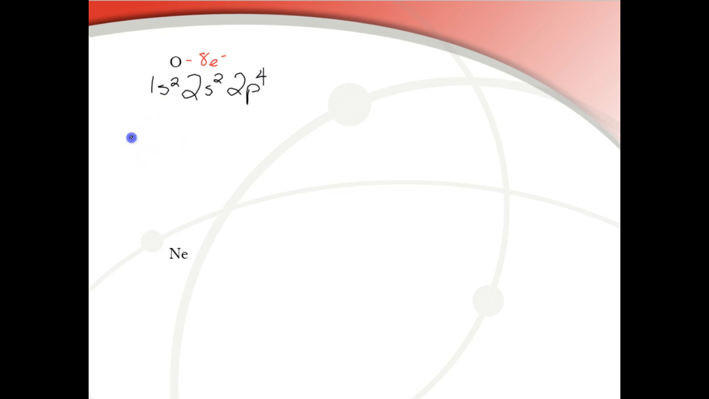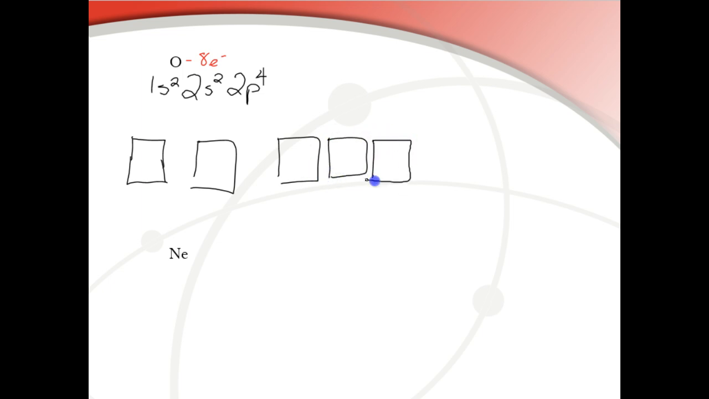Let's take a look at the orbital diagram for oxygen. So this is the 1s, and we have 2 electrons in there, so we denote that with spins. The 2s, 2 electrons in there, and then finally the 2p. Now remember, every orbital gets an electron first before we go on. So 1, 2, 3, 4. There's the orbital diagram for oxygen.